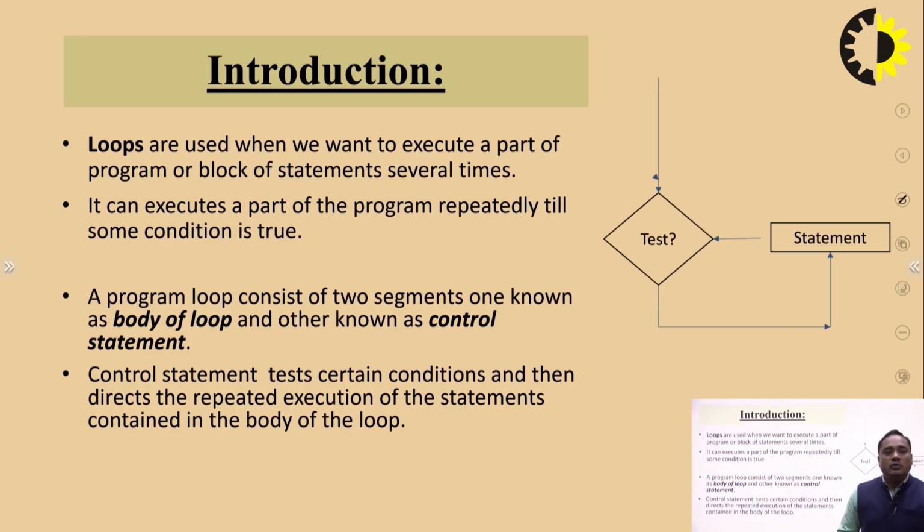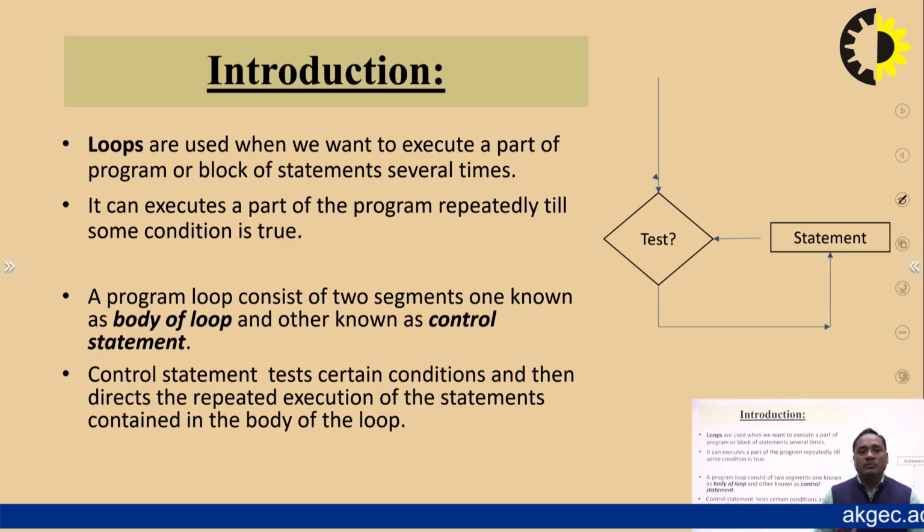The last point is that the control statement tests a certain condition and then directs the repeated execution of the statements. So the control statement is used to test the condition. If the condition is true, your loop is going to perform. If the condition is false, your loop is not going to perform. So there are two parts of the program, where you discuss the body of the loop and the control statement.